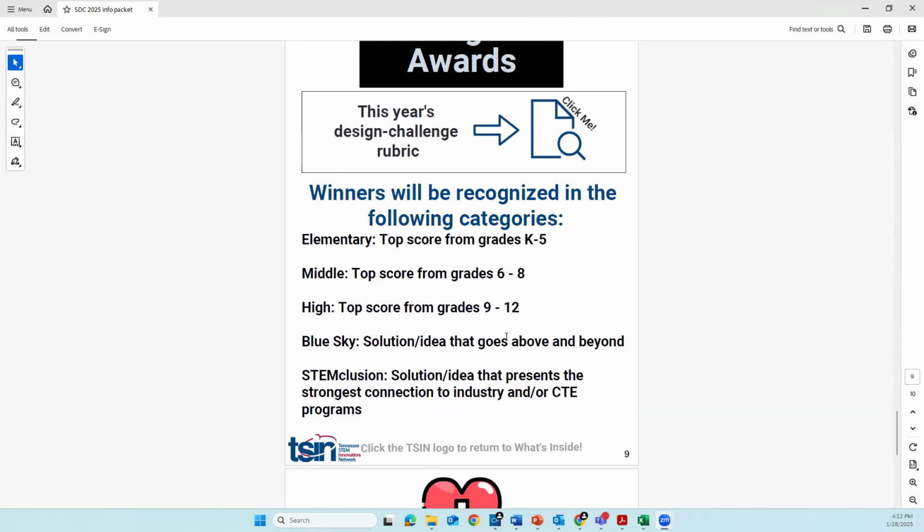What's not new is that we're awarding an elementary category, a middle school category, a high school category, the blue sky category, and then the STEM inclusion. Those are the same ones that we awarded last year.